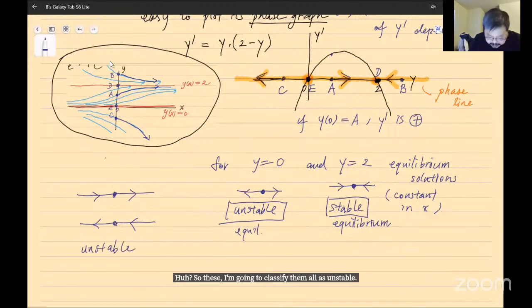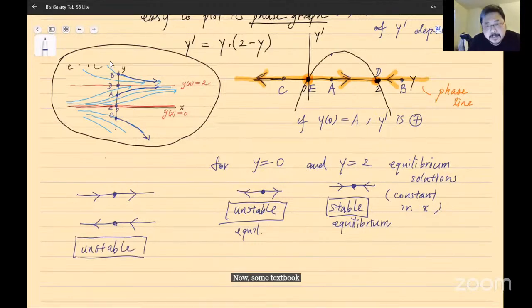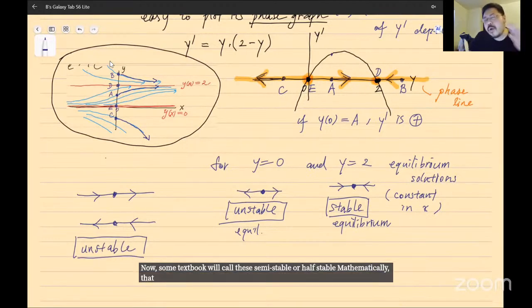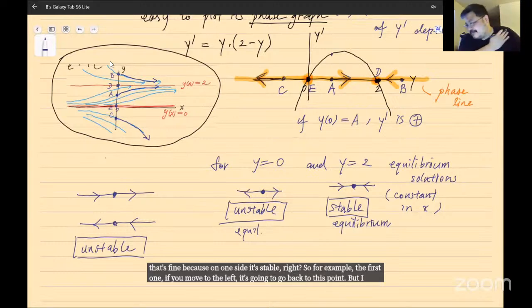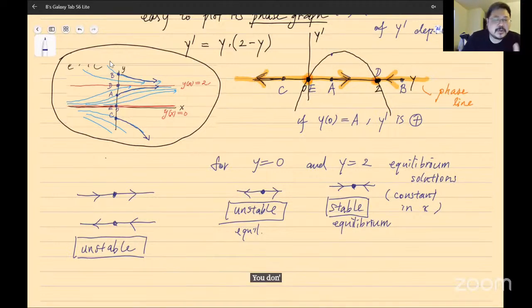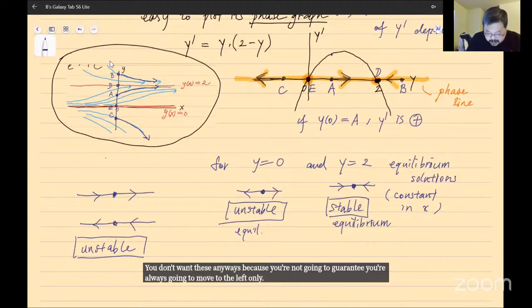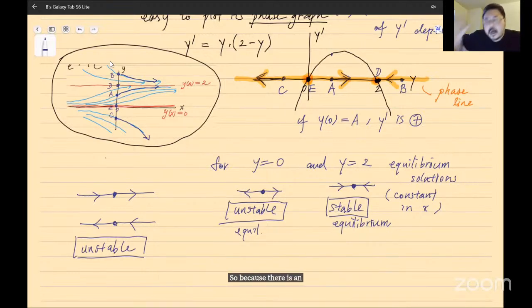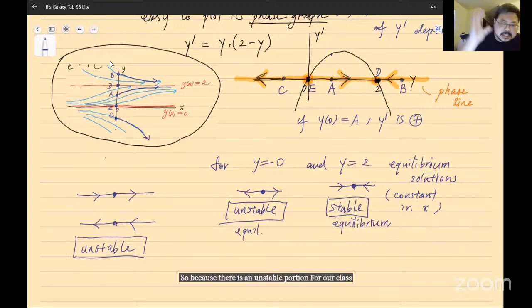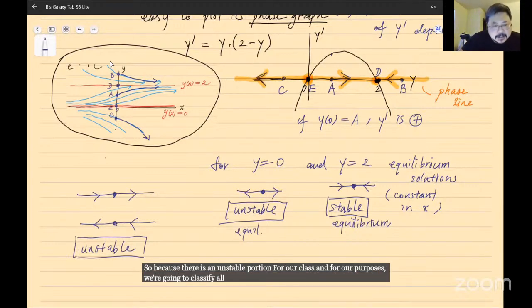Now, some textbooks will call these semi-stable or half-stable. Mathematically, that's fine because on one side it's stable, right? So for example, the first one, if you move to the left, it's going to go back to this point. But in terms of our practical sense, you don't run these anyway because you're not going to guarantee you're always going to move to the left only. So because there is an unstable portion, for our class and for our purposes, we're going to classify all of these as unstable. Does that make sense?